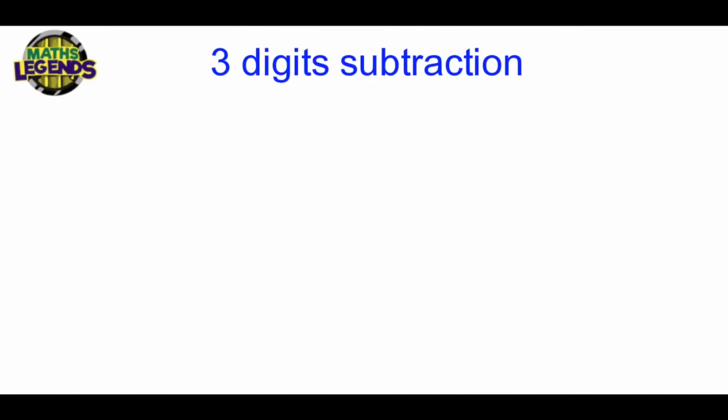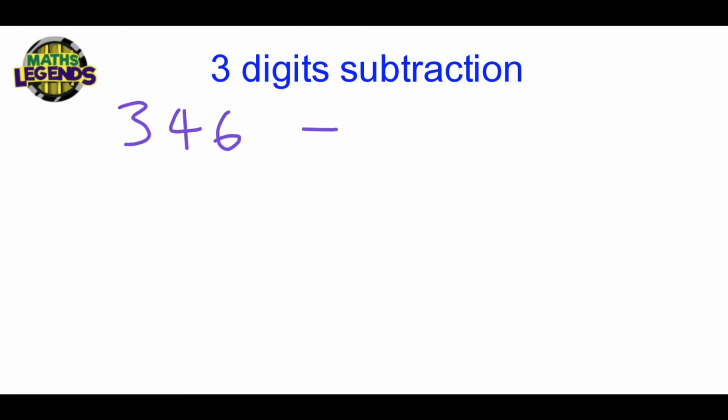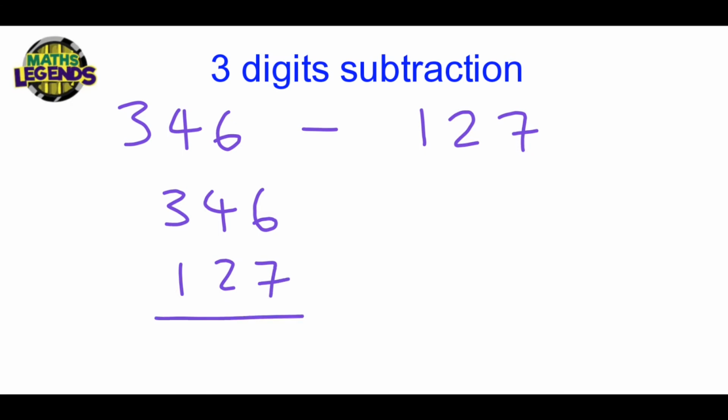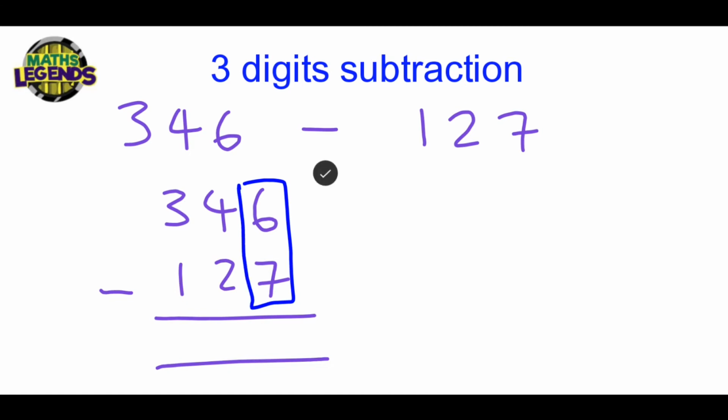Let's say our question is 346 minus 127. Again, we write this in a column method. 346, 1, 2, 7. So we look at the right-hand side column. 6 take away 7. Again, this is another situation where we can't do this. If we have 6 fingers, we can't take away 7 fingers from it. So we need to borrow.